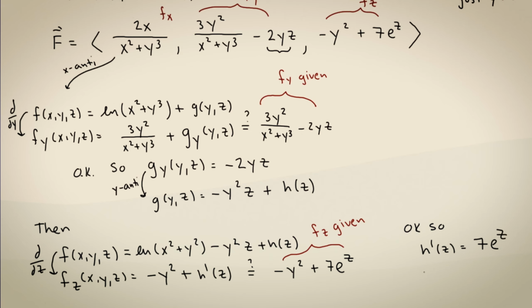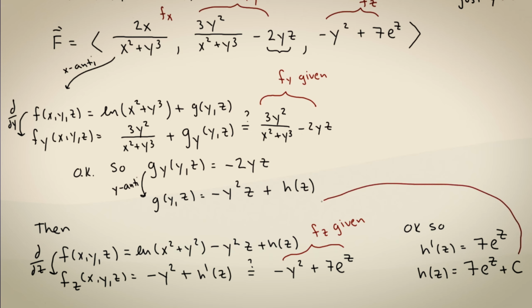So now I can just do a regular old antiderivative. So h of z must have been 7e to the z plus. And now there's no more constants left that could have gotten deleted. There's no more variables left in this. So now finally I can just put a regular old constant on the end. Okay, we've done it. This is it. We've got the final answer.